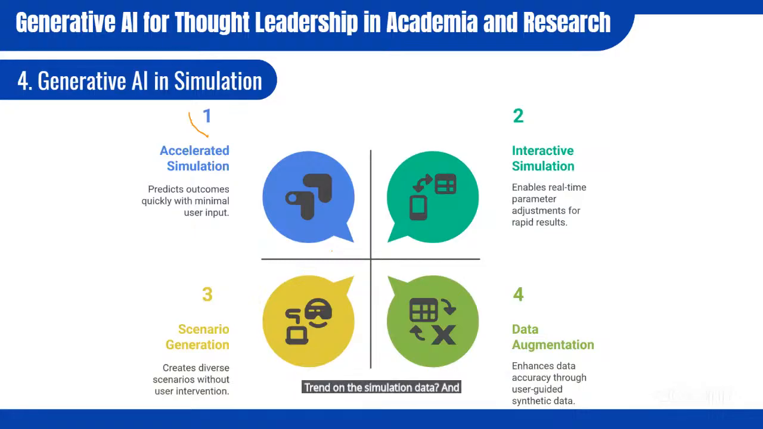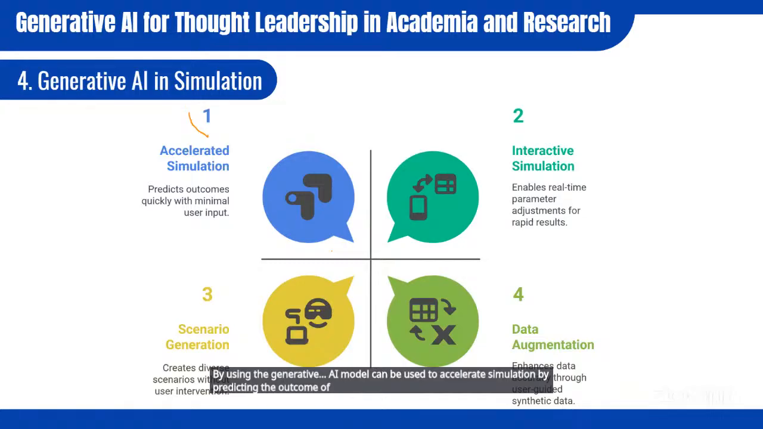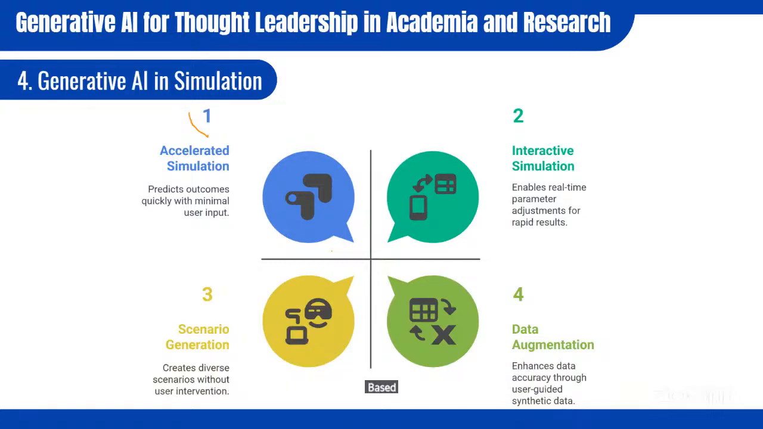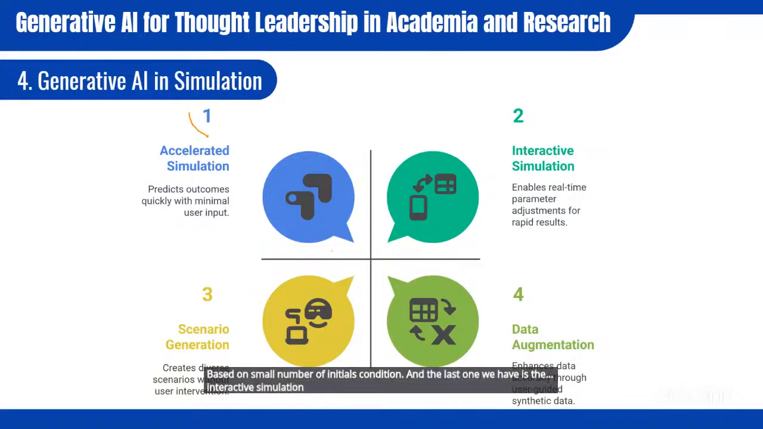And the third one is accelerated simulation. Generative AI models can be used to accelerate simulation by predicting the outcome of a simulation based on a small number of initial conditions. And the last one we have is interactive simulation.